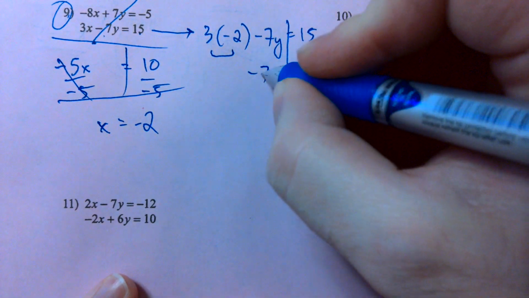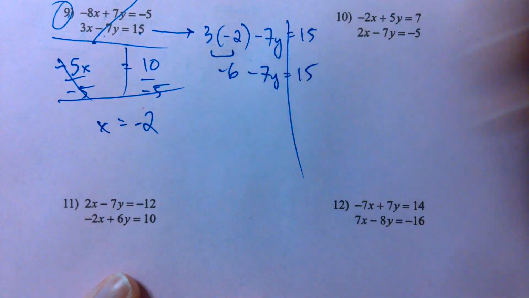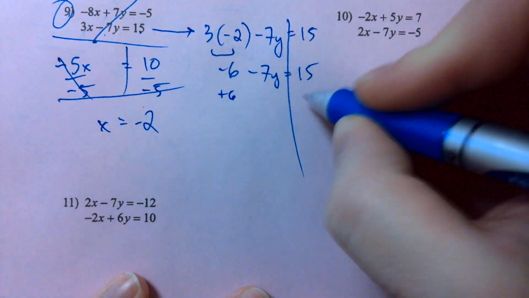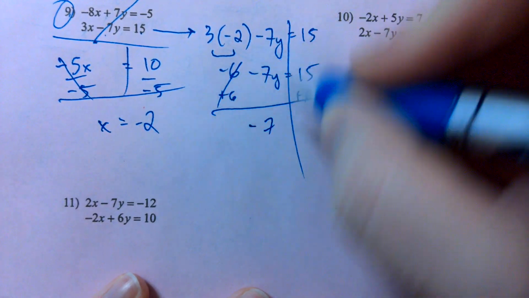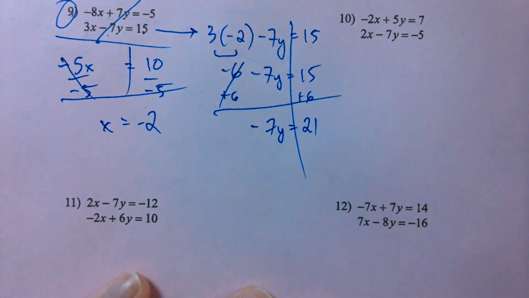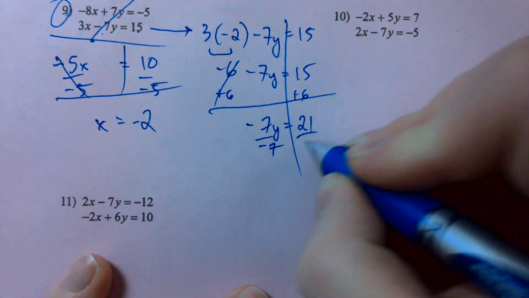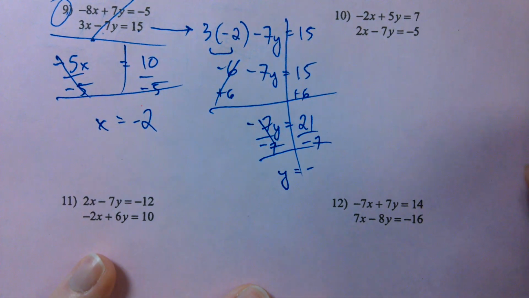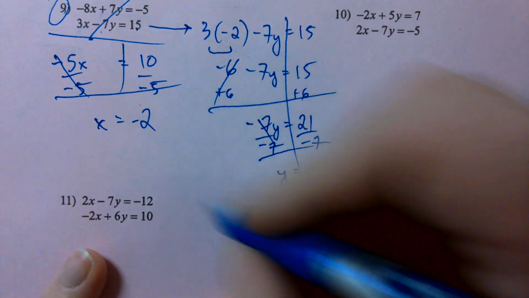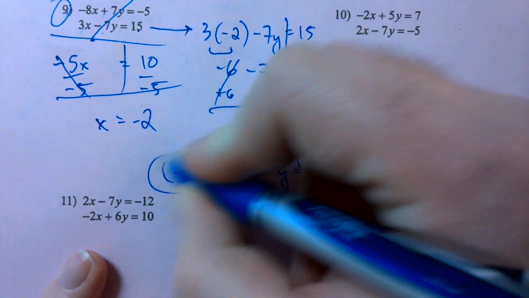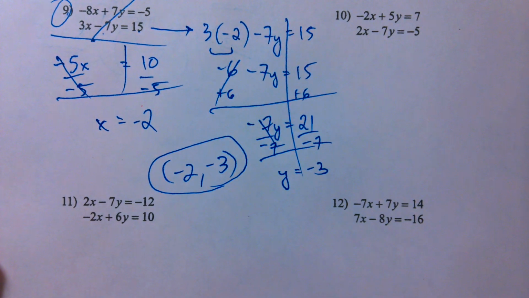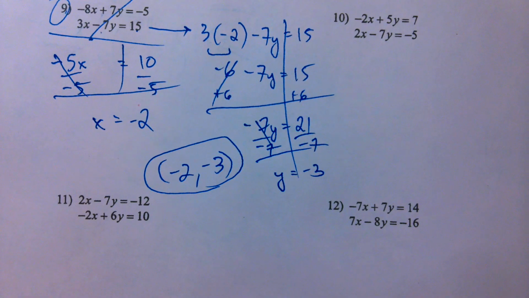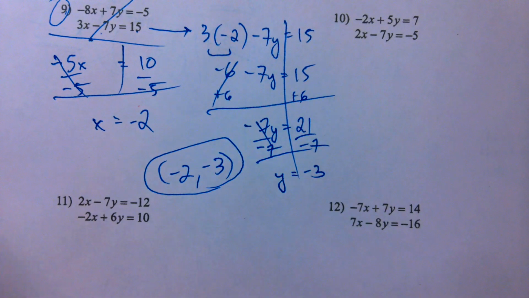What's 3 times negative 2? Negative 6. What do I want to do now? I'm going to add 6 to both sides. Negative 7y equals 21. Divide by negative 7, and what am I left with? Well, how many times does 7 go into 21? 3 times, and a positive over a negative gives me a negative. Boom. There's my answer. Negative 2, comma, negative 3. Sound good? Any other questions? No? Perfect.